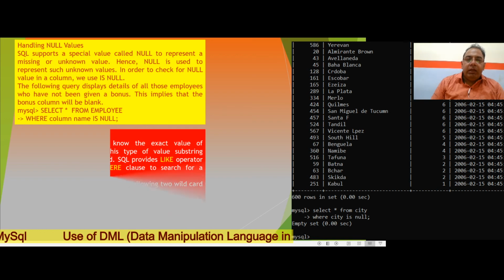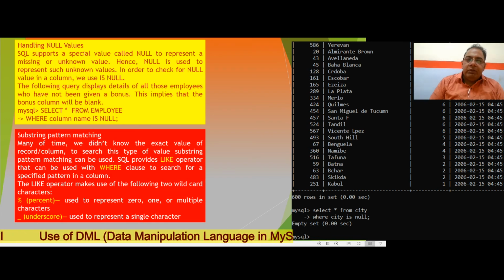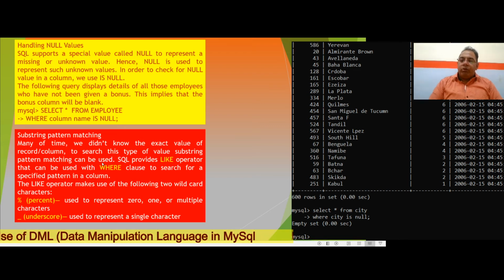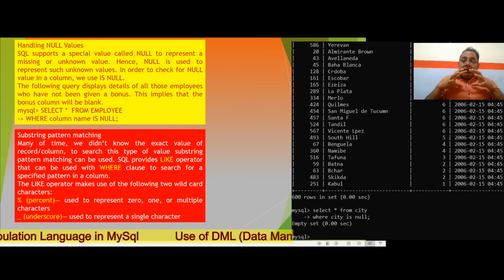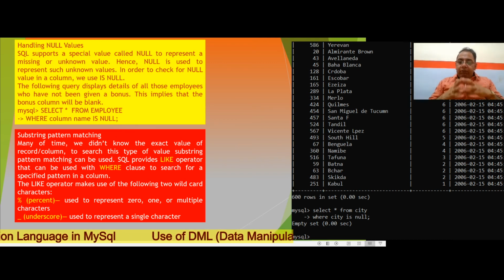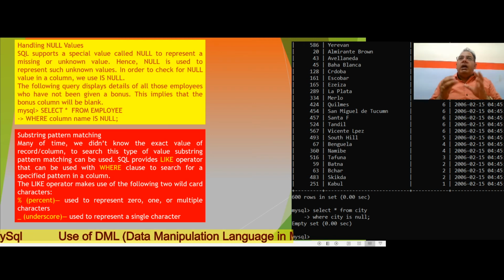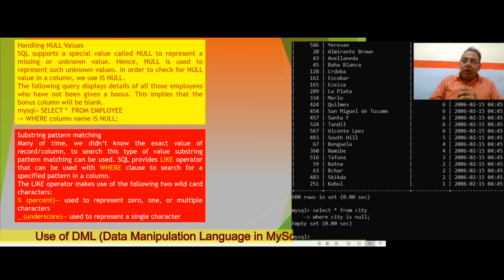After that we have another command which is used as substring pattern matching. It is very important from the paper point of view. This type of command is used to get the idea of the records. These are categorized under wildcard. These commands are used when we don't know the exact value or exact string of the value. We just know a rough idea about the value.